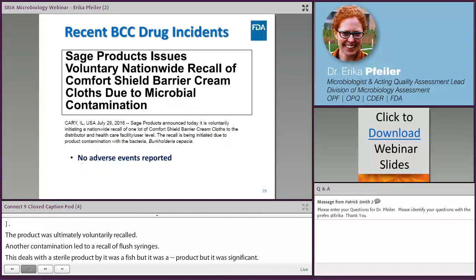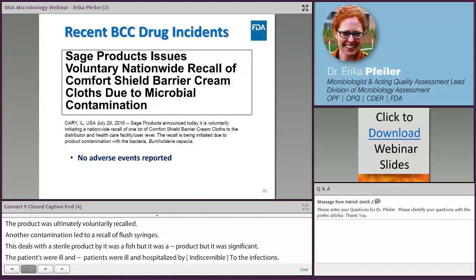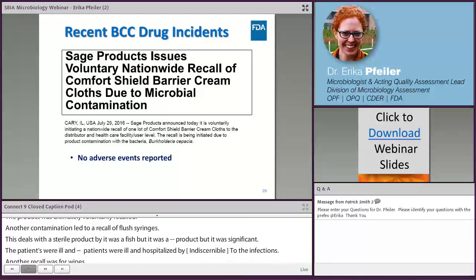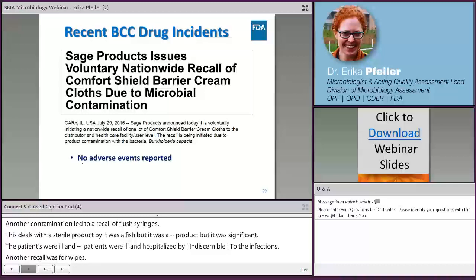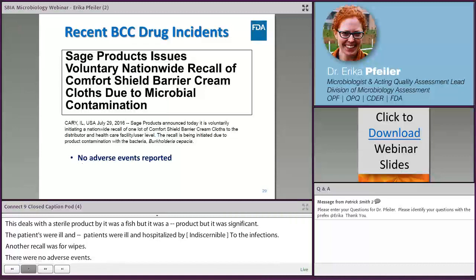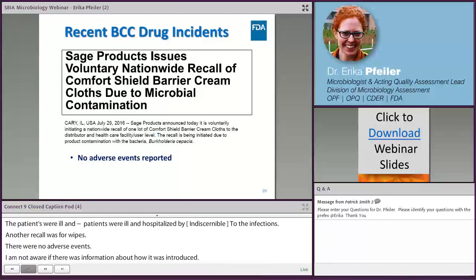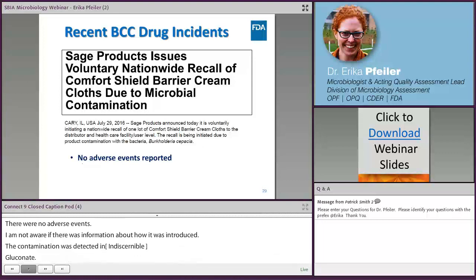A voluntary recall was also initiated for chlorhexidine wipes. Fortunately, there were no adverse events associated with this. I'm not aware if there was a conclusive determination of how the Burkholderia was introduced into this product in the manufacturing facility, but do note that the contamination was detected in the presence of chlorhexidine gluconate, which is a pre-surgical skin prep disinfectant, very harsh antimicrobial. This is a great example of how Burkholderia can persist in the presence of antimicrobial compounds.